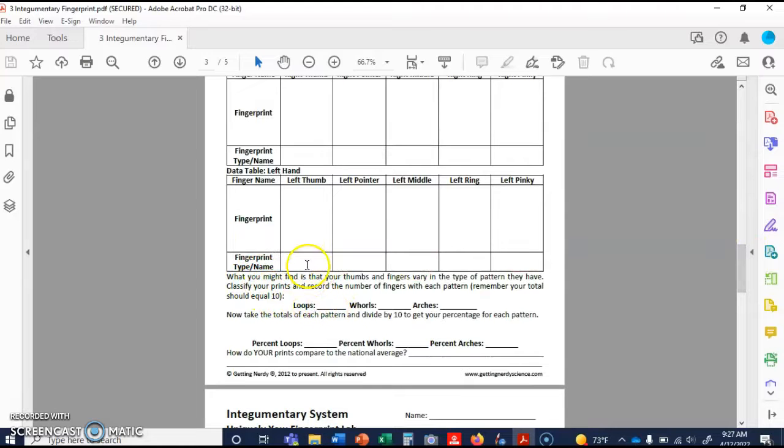So you'll put the number that you find of the loops, whorls, and arches here. And then you'll take the totals of each, divide by 10 for percentage. So you'll get your percentages here. This is all stuff that you can do on your own. And then the last question is, how do your prints compare to the national average?